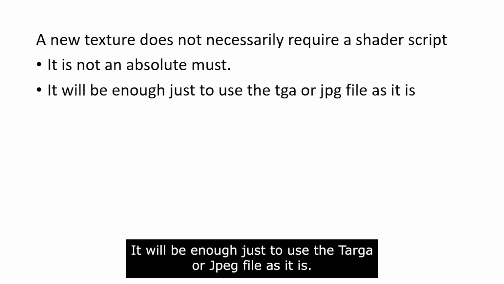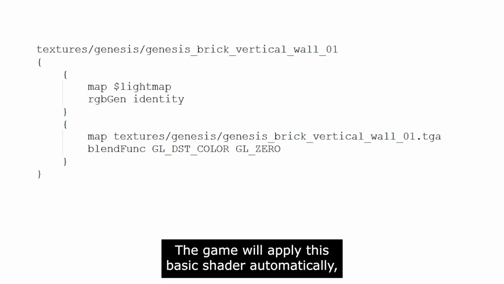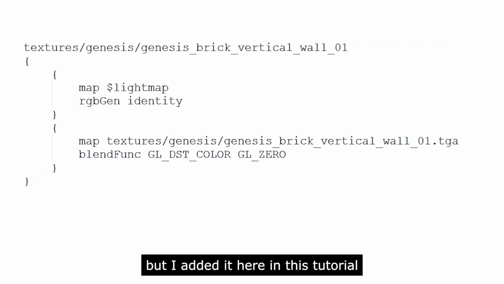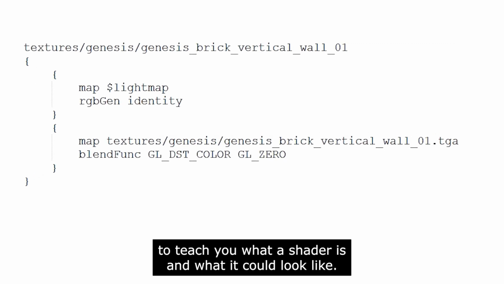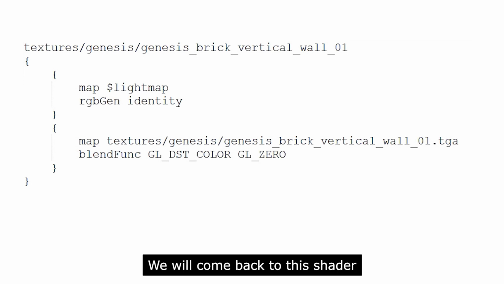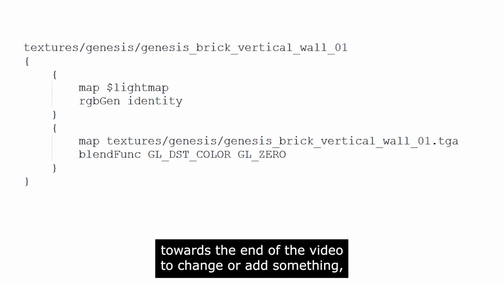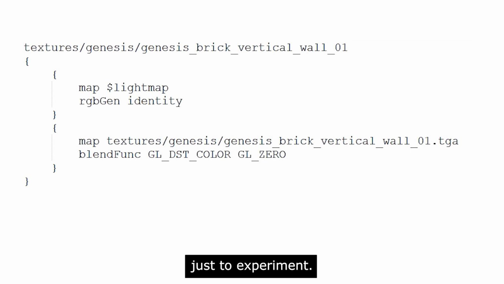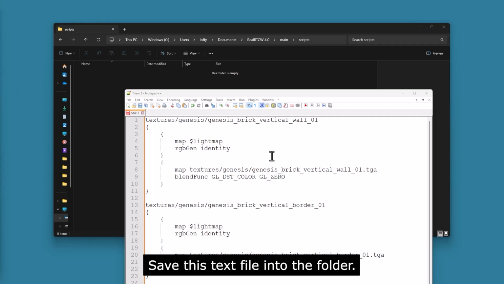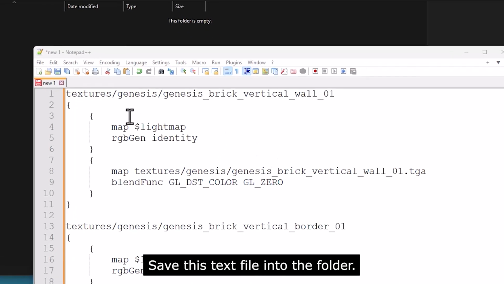A new texture doesn't necessarily require a shader script. It's not an absolute must. It will be enough just to use the Targa or JPEG file as it is. The game will apply this basic shader automatically. But I added it here in this tutorial to teach you what a shader is and what it could look like. We will come back to this shader towards the end of the video to change or add something, just to experiment. Save this text file into the folder.